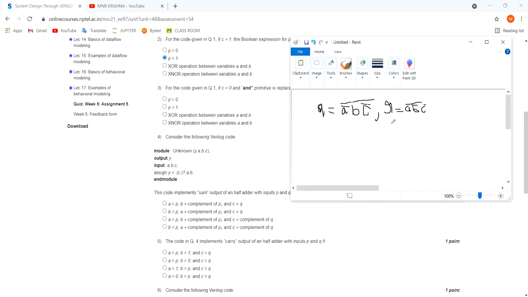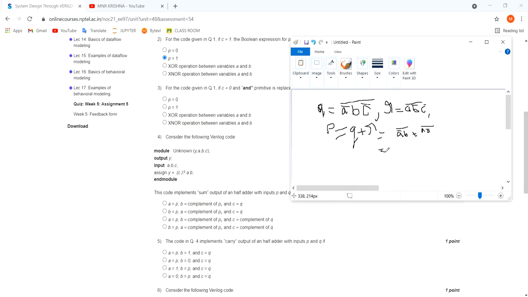Here c is equal to 0, then c bar will be 1. Then we can neglect that input c, and here p is equal to q r operation with r, then q plus r will be a bar b whole bar plus a b bar whole bar.